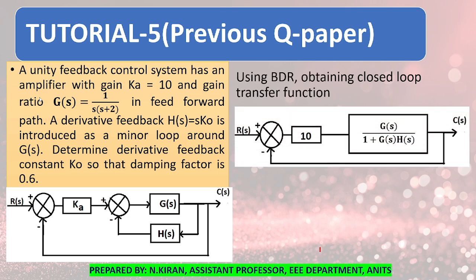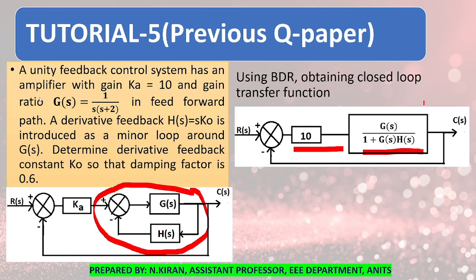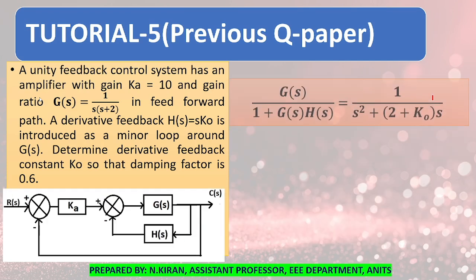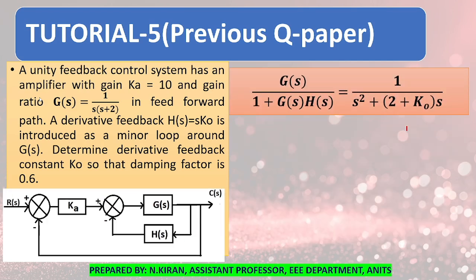So first, using block diagram reduction technique, we will find the transfer function. Eliminating the feedback, in place of this we can write G of S by 1 plus G of S into H of S, and these two are in cascade. G of S is already given, and H of S is also given. So doing the cascade and finding the open loop transfer function will give me the value as 1 by S square plus 2 plus K naught into S.